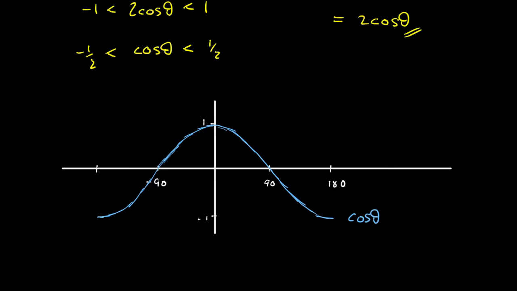Now, what do we want? We want this cos theta to be between 1/2 and -1/2. So we can just draw a line through y equals 1/2. Let's do that a bit better, like that, and -1/2.